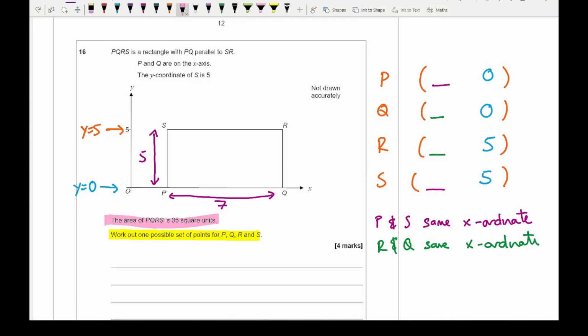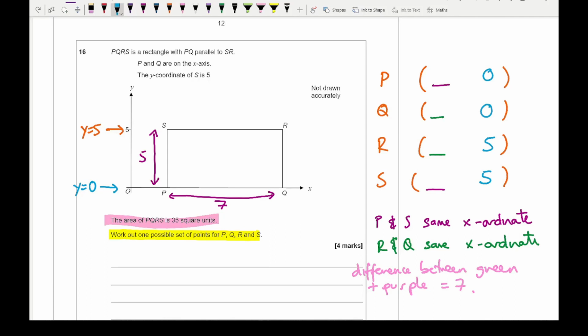So here the difference between the green and the purple must equal 7. So from this, if we just make up some numbers, we know that the x-ordinate for P and S has got to be greater than 0 because it's on the right of the origin.